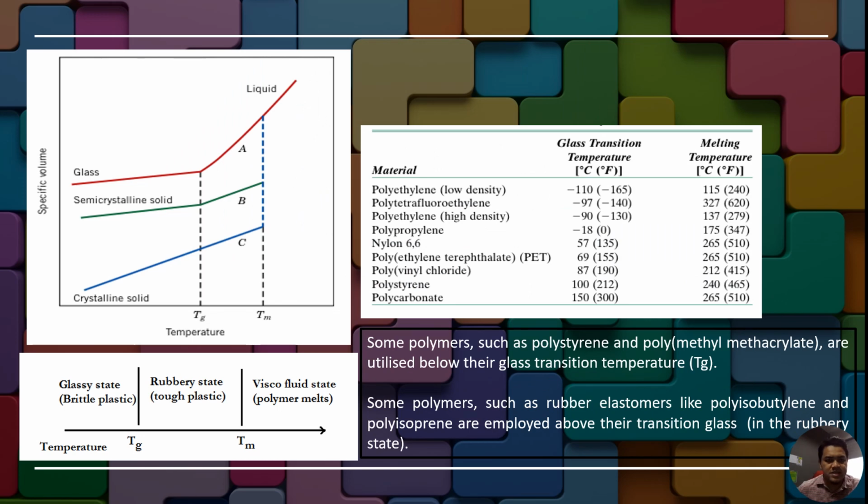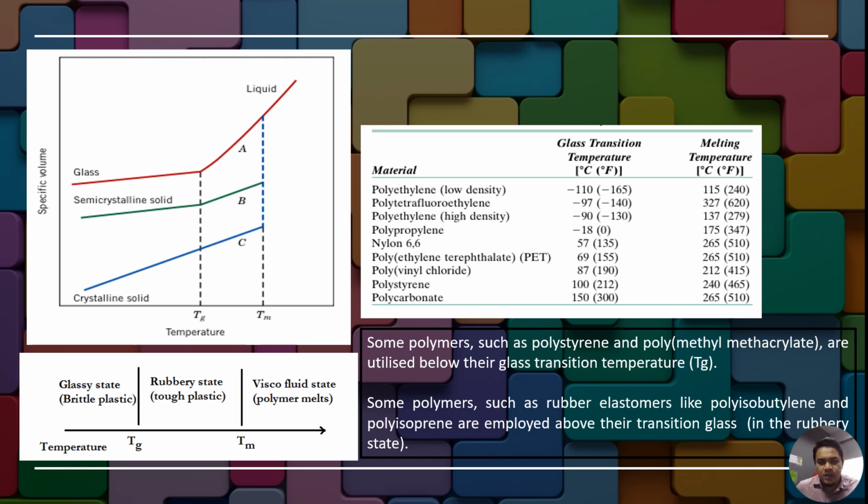Okay, next, let's see the graph. Okay, from the graph, we can see they have three stages of the transition glass process. So number one, from the curve A, that represents the glass stage. Second one is curve B, that represents a semi-crystalline solid. And curve C represents the crystalline solid. Okay, we go to the next table.